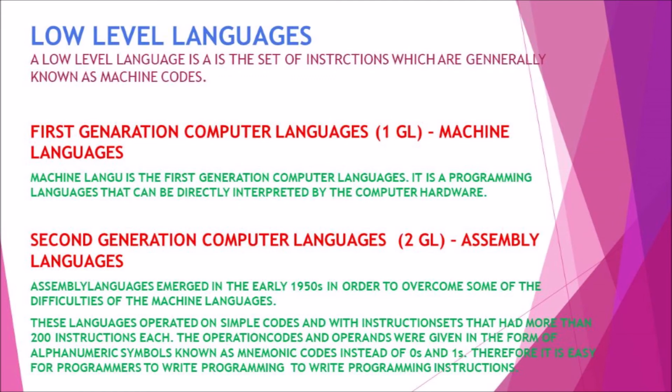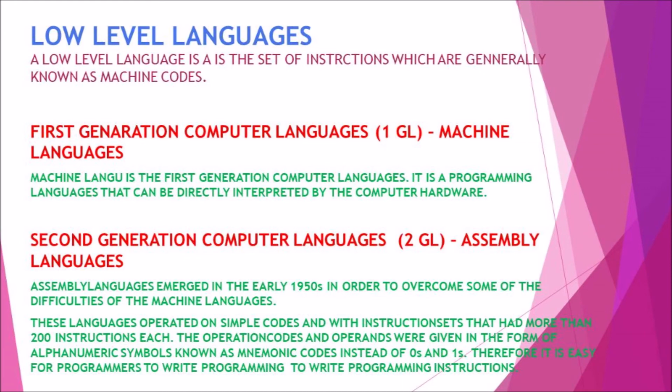The first generation computer language, that is the machine language, is a programming language which can be directly interpreted, interpreted meaning converted, by the computer hardware. It is made up of a collection of binary numbers, that is 0 and 1. Binary means bi means 2, so 0 and 1. So it is a combination of 0 and 1. In this language, the data will be converted, interpreted, into 0 and 1.